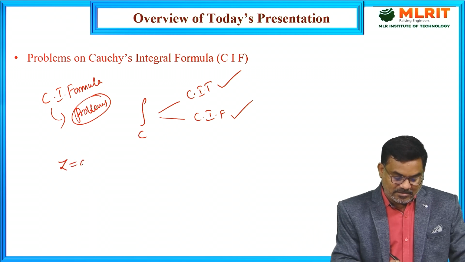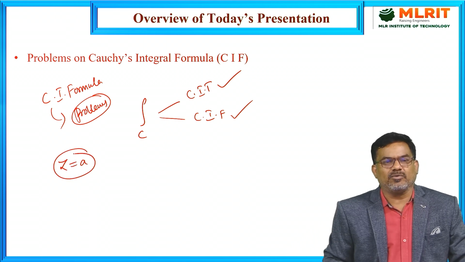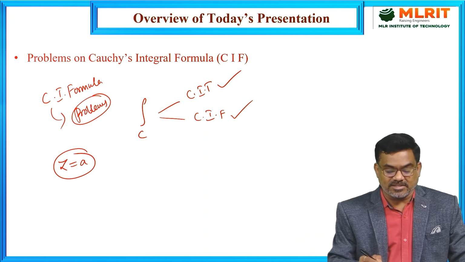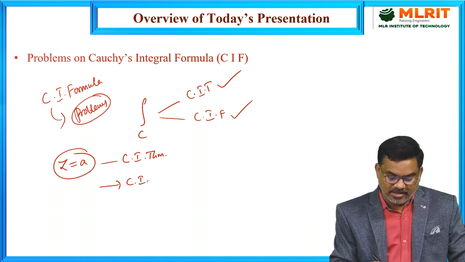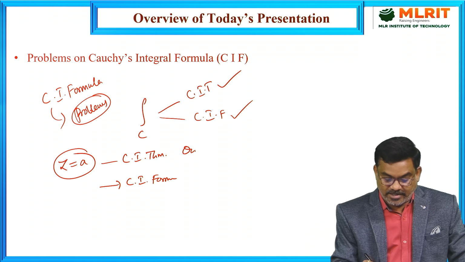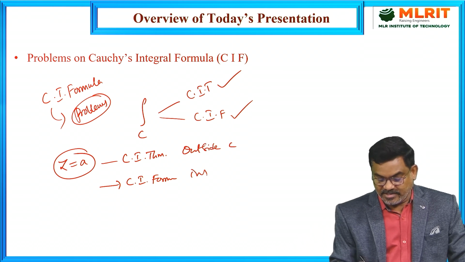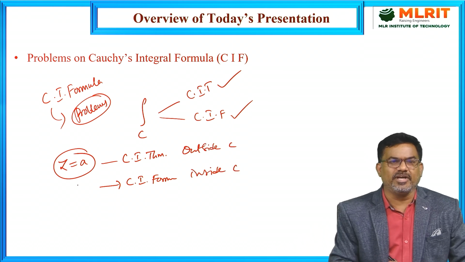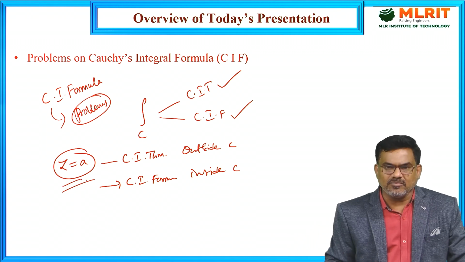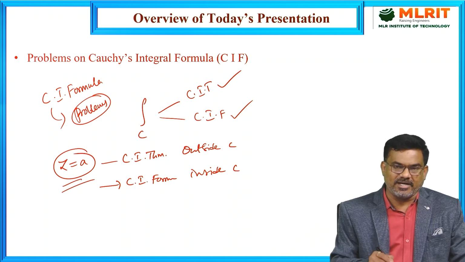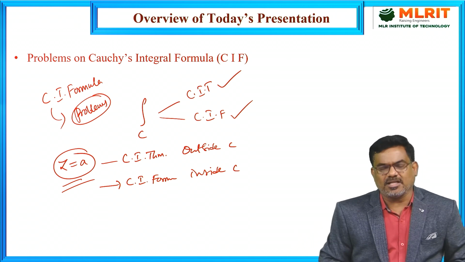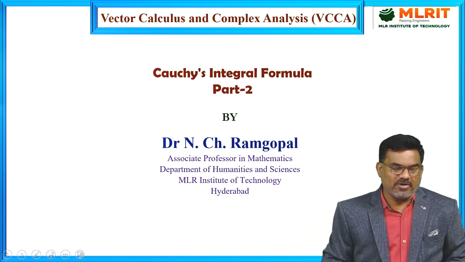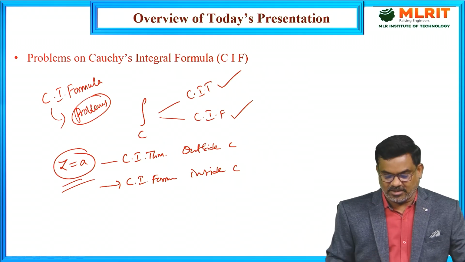If the singular point z equal to a lies outside the circle, apply Cauchy's integral theorem. If it lies inside the circle, then apply Cauchy's integral formula. So outside C, inside C. First we need to identify the singular points and then check whether those singular points lie inside or outside. Sometimes one singular point may lie outside and the other may lie inside the curve. According to that we apply the theorem.